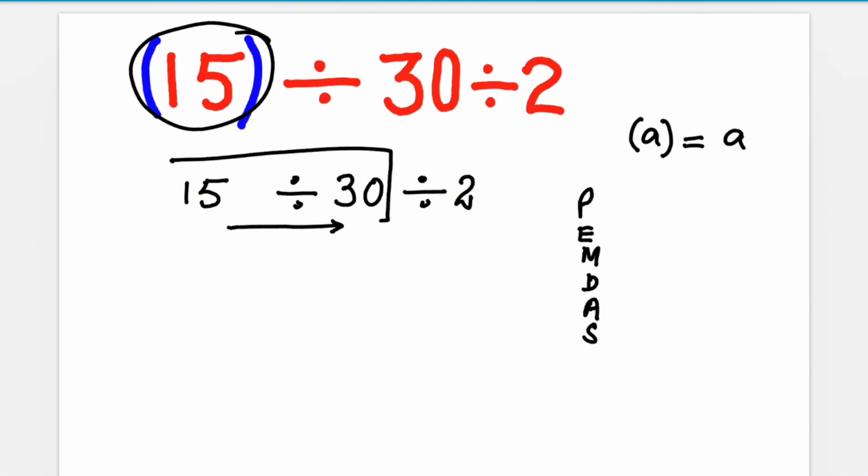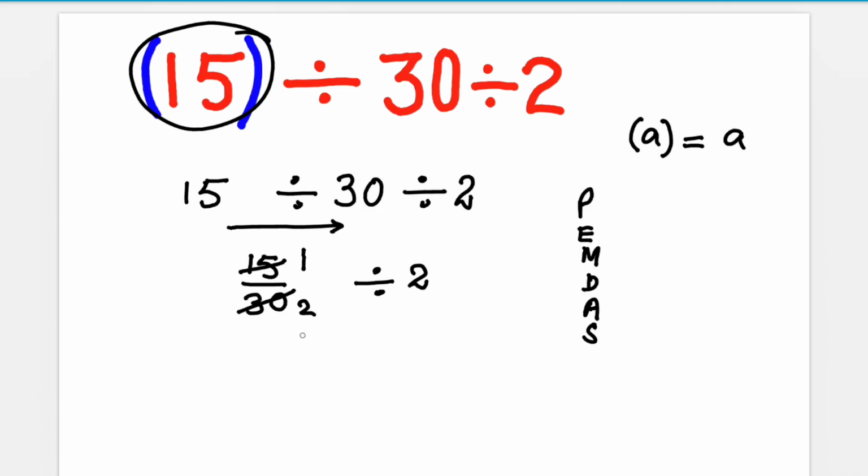This means, first of all, we have to solve this portion. 15 divided by 30 can be written as 15 over 30, and that portion is as it is divided by 2. As 15 and 30 cancel, we will get 1 over 2 divided by 2.